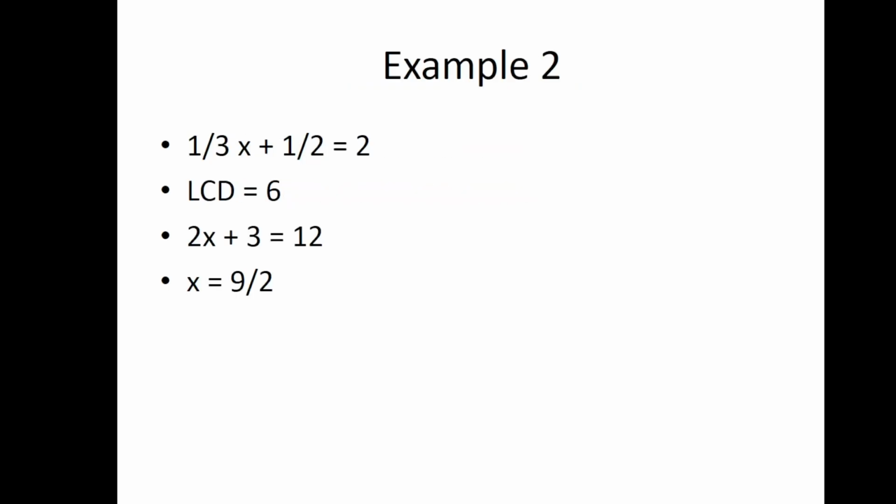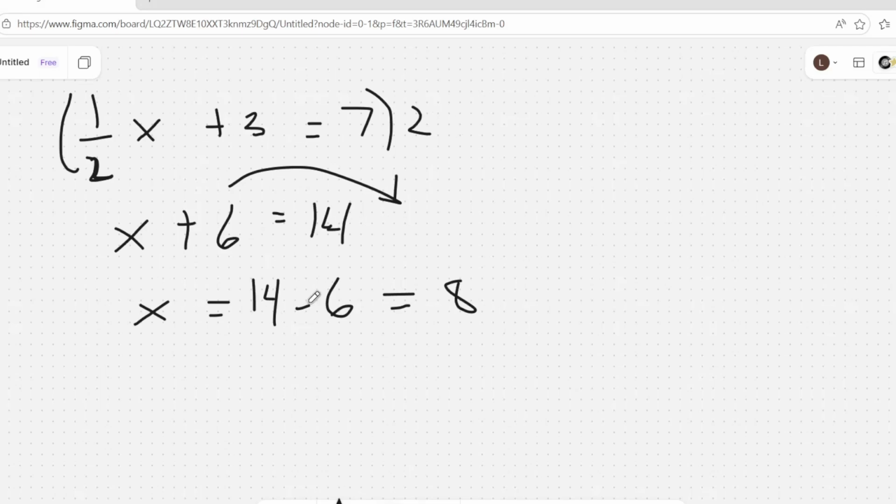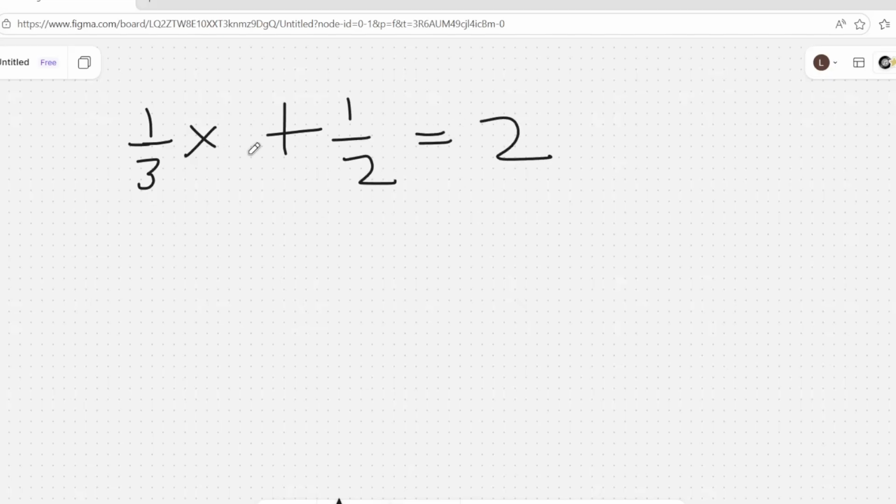So let's proceed with our next example. As you can see, 1/3 x plus 1/2 is equal to 2. This is also not a common equation. So what we can do is remove all of these fractions. How do we do that?